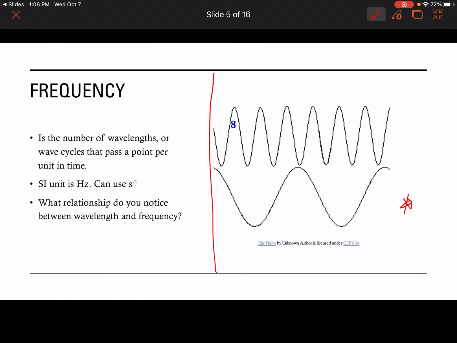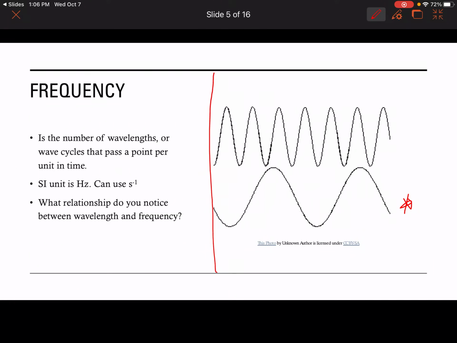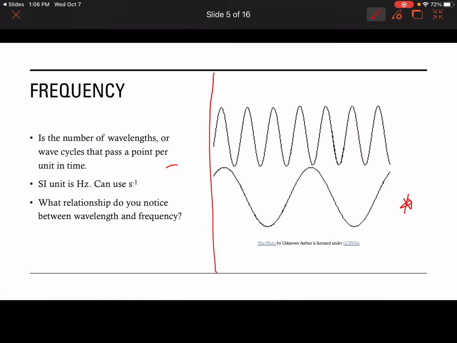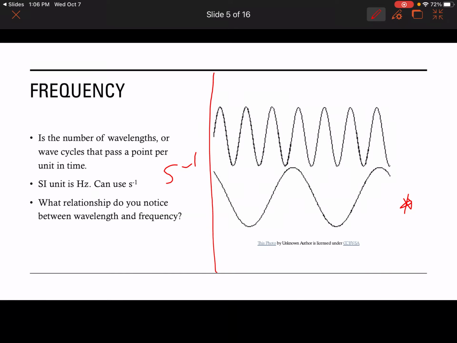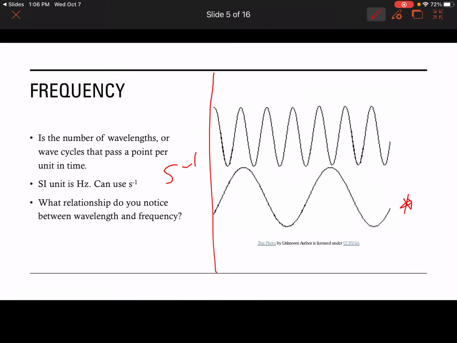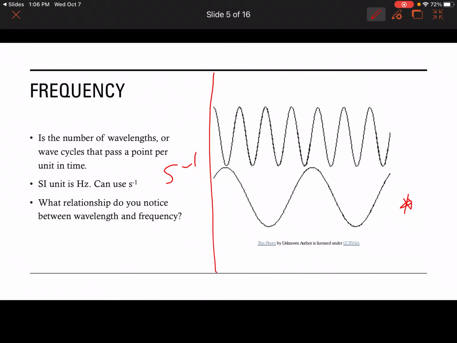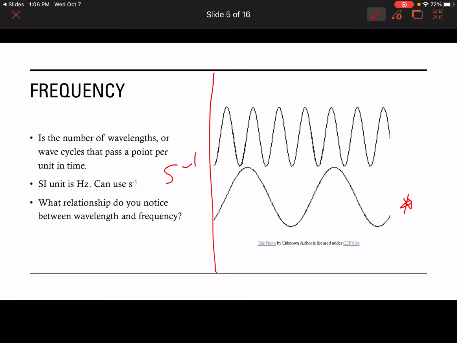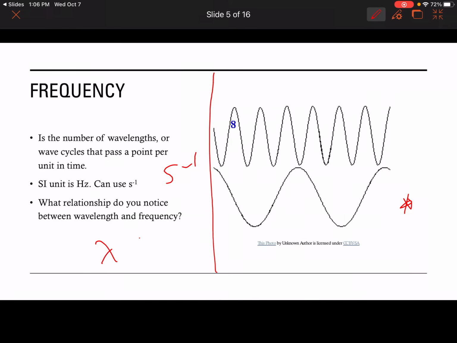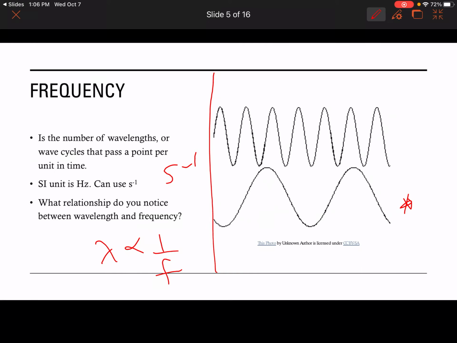So frequency, the SI unit is hertz, so Hz, but we often will use seconds to the minus 1, okay? So how many times things go through something per second. And so the relationship that we notice between wavelength and frequency is that they're inverse, right? So wavelength is going to vary with 1 over frequency.